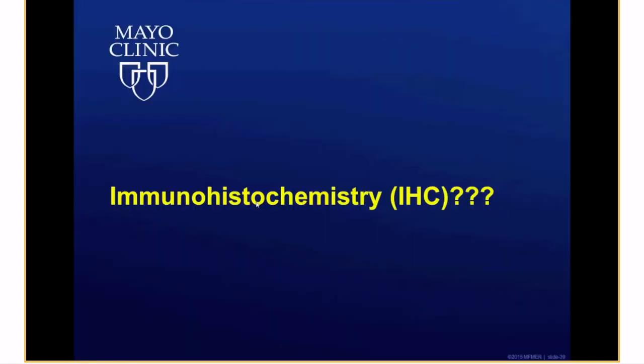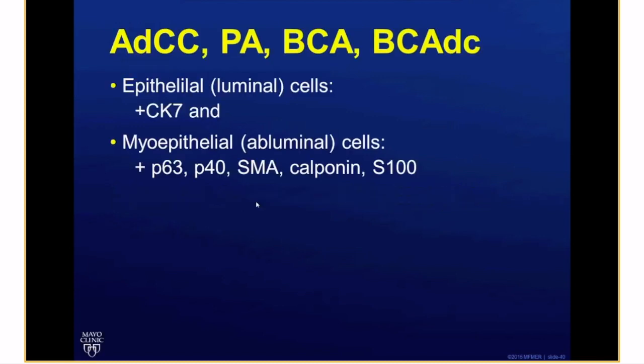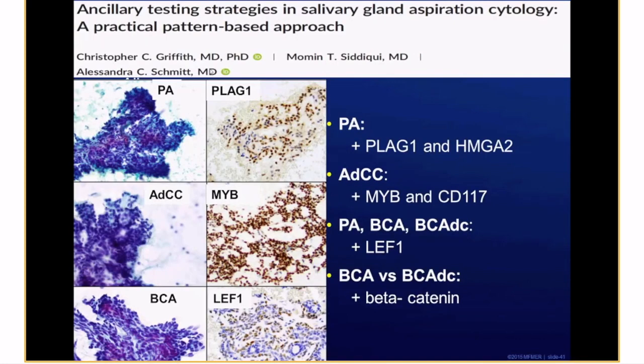Are there any immunostains you could do to help you out? All these lesions, adenoid cystic carcinoma, PA, basal cell adenoma, and basal cell adenocarcinoma, are composed of epithelial and myoepithelial cells. So stains to highlight these components are only going to be helpful if you're trying to differentiate a primary from a metastasis, and they're not going to be very helpful to further subclassify these lesions. There are other stains you could do. For example, PLAG1 is usually positive in PA, but it can also be positive in carcinoma ex pleomorphic adenoma.